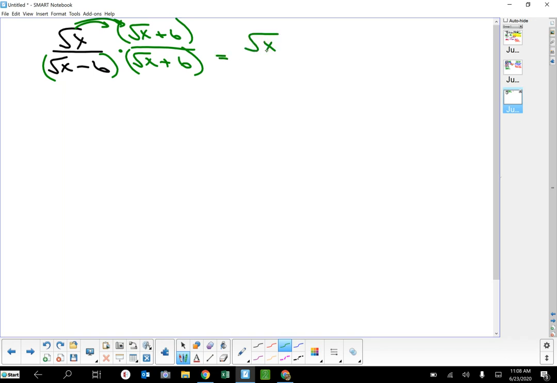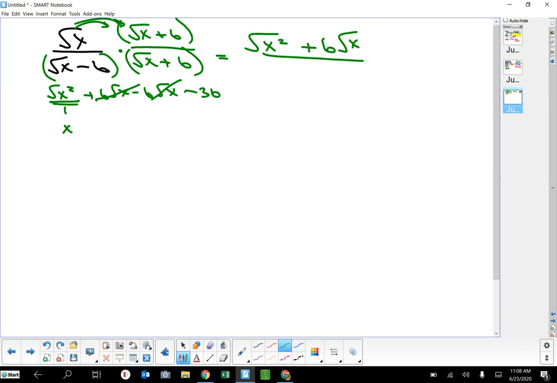So we get a rad x squared plus 6 radical x. I was going to do very much the wrong thing there. Oops, need a pen. All right, so 6 rad x. And then in the denominator, again, you're going to get rad x squared plus 6 rad x minus 6 rad x minus 36. These will cancel. This is a perfect square, so the radical goes away. So all I have left in my denominator is x minus 36.